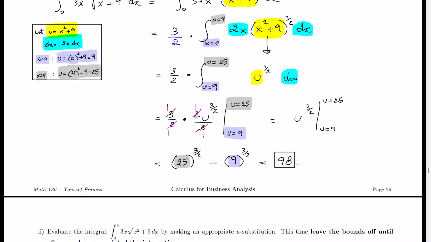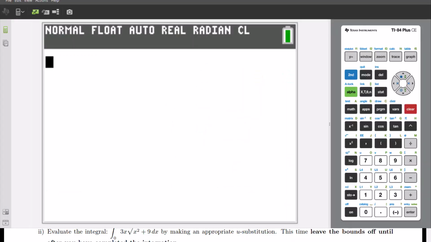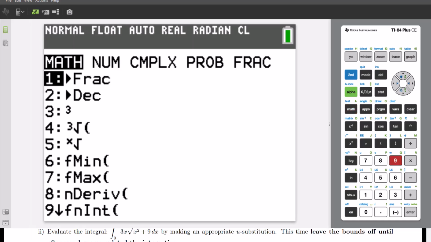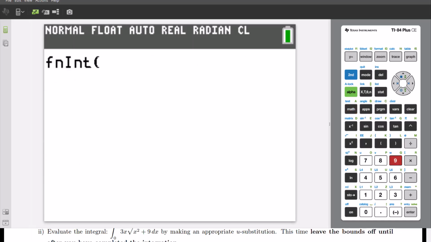Now, to confirm whether this is right or not, let's use our TI calculator and the fnInt command. So we already know how to do this. We're just going to type in math and click option number 9 for fnInt. Then we need to type in the expression that we're dealing with in this problem. So 3x times the square root, and my square root automatically puts parentheses, so don't forget to close them. We've got x squared plus 9, so let's close the parentheses. Tell the calculator that the variable we're given is x, then give it the original lower bound and upper bound because we're entering the expression that was given to us at the start of the problem.